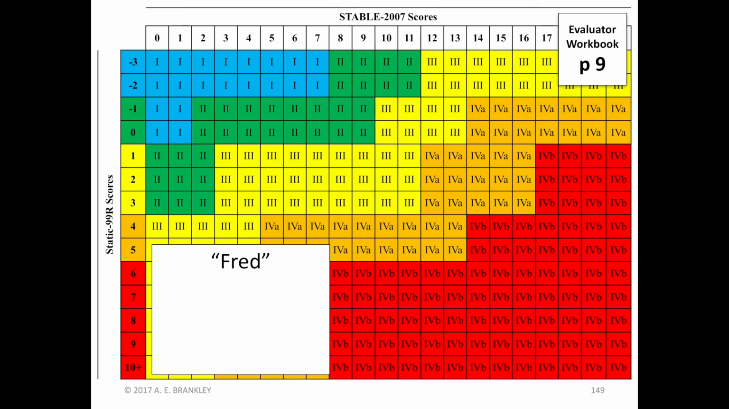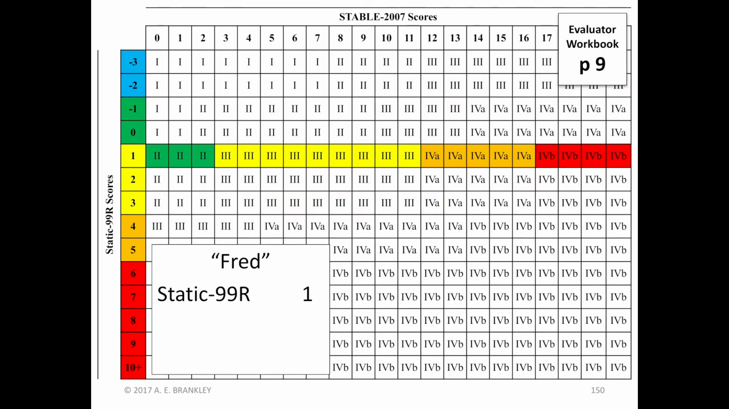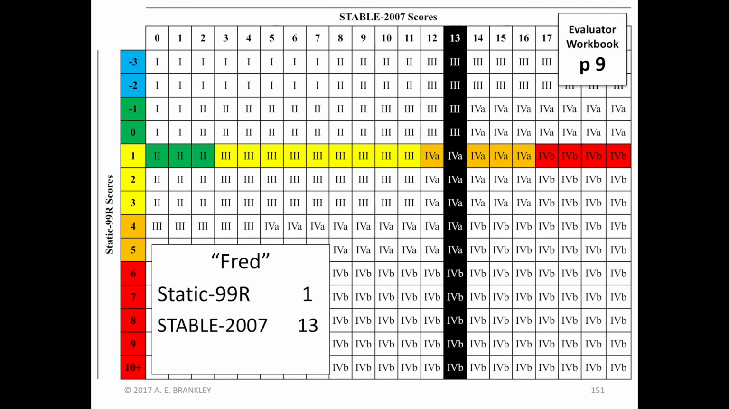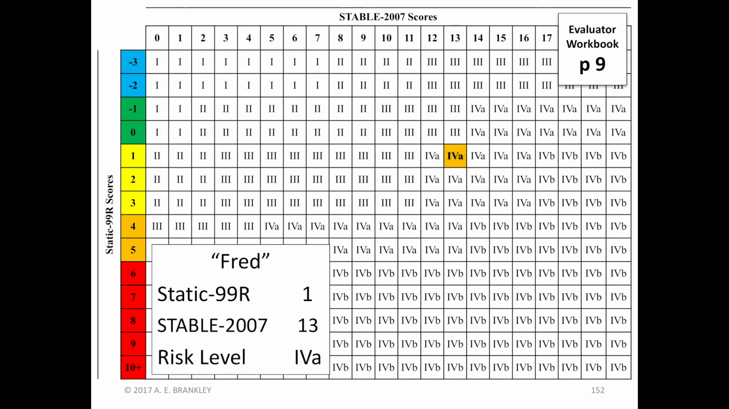If battleships and Star Wars references aren't exactly your cup of tea, let's use a case example. It's on page 9 of your workbook. Fred scores a 1 on Static-99R. So we already know that no score on Stable-2007 will drop him into a level 1, but he could be placed in levels 2 all the way through 4B. He scored a 13 on the Stable, a higher score than expected based on a static risk level. So his new combined risk level is 4A.